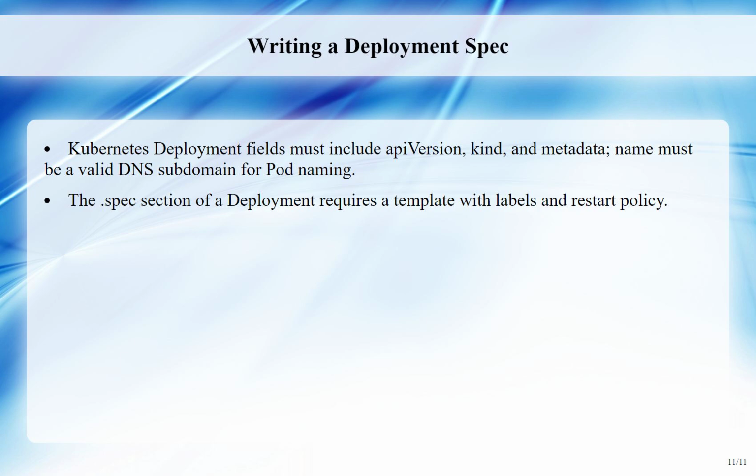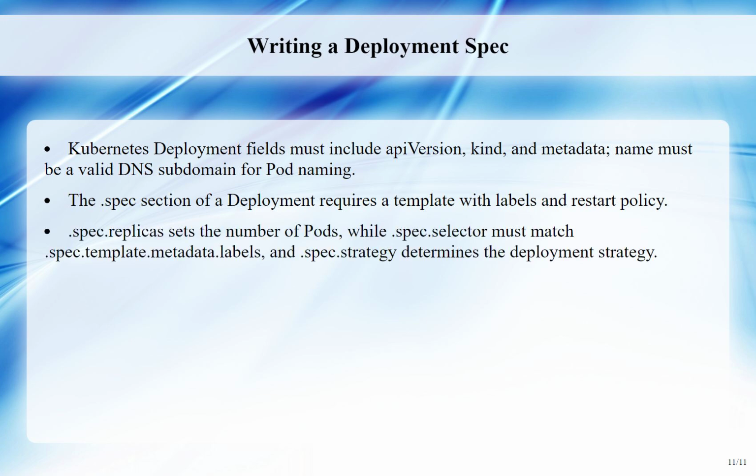The .spec section of a deployment includes the .spec.template and .spec.selector, which are required fields. The .spec.template is a pod template that must have appropriate labels and a restart policy. .spec.replicas specifies the desired number of pods, with the default being 1, and can be manually scaled or managed automatically by the control plane. The .spec.selector must match .spec.template.metadata.labels and is immutable after creation in apps/v1.